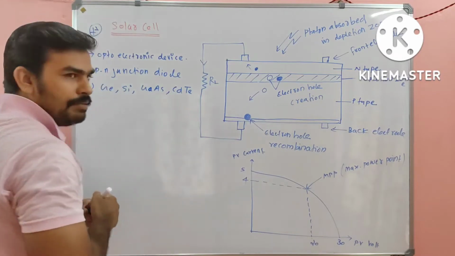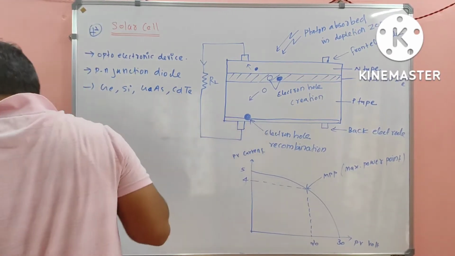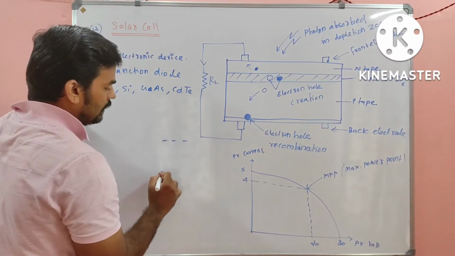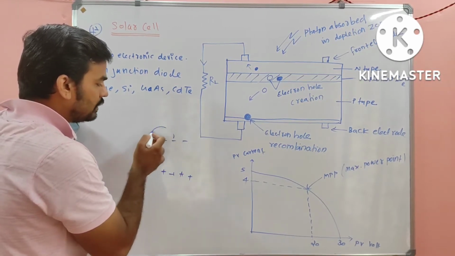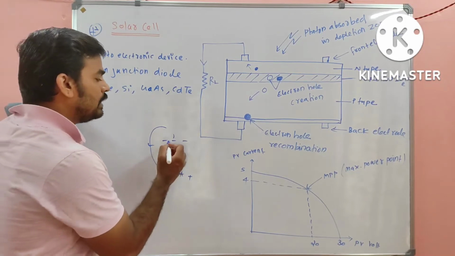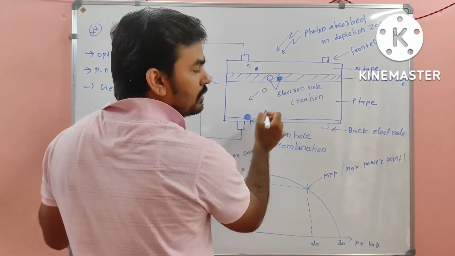See, battery means what? Some electrons will be there. Battery, how does the battery work? There will be some electrons and there will be some positive charge in the bottom. So there will be a potential difference, so that the current will flow from here to here, right? Correct now. So here also like that, the electrons will be accumulated here, the holes will be accumulated here.